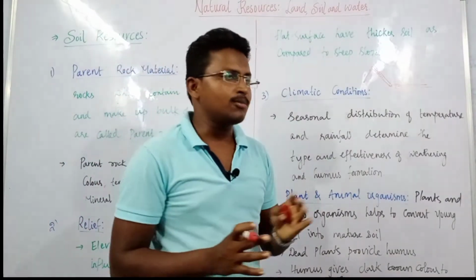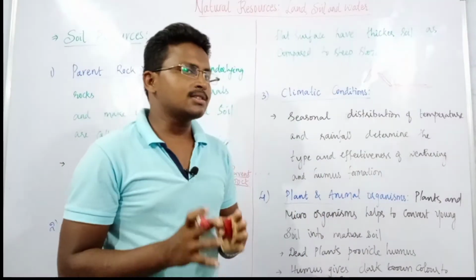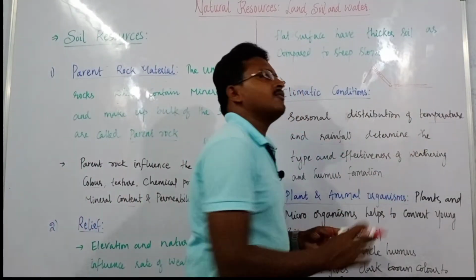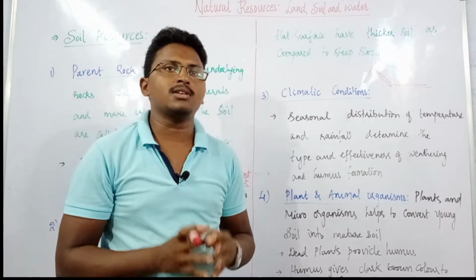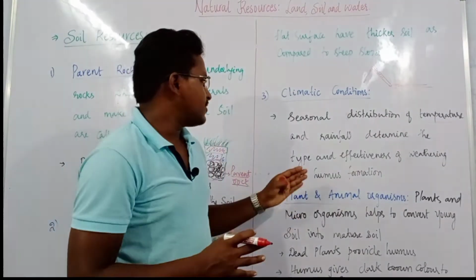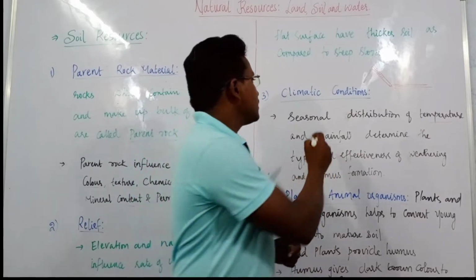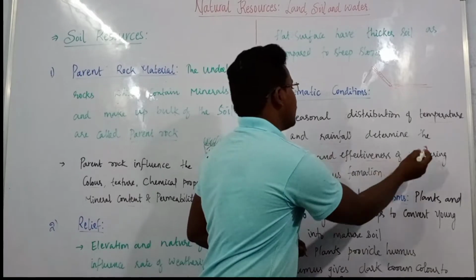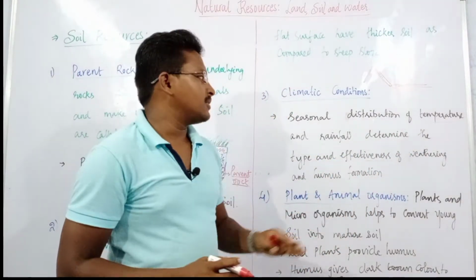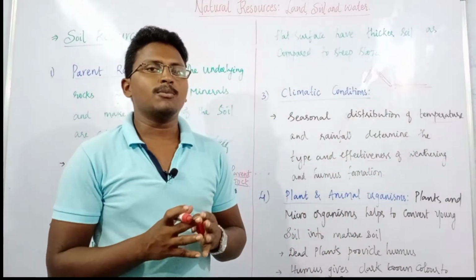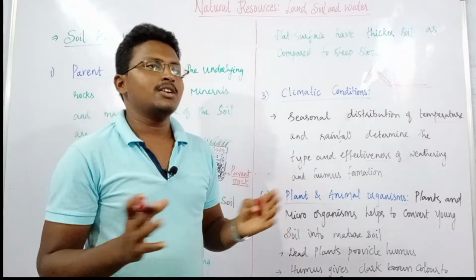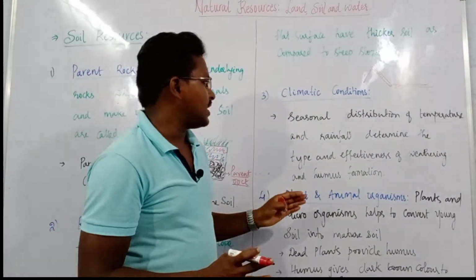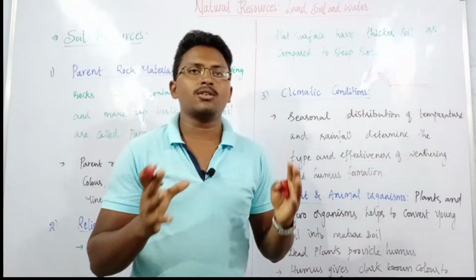Then the third one is climatic conditions. These climatic conditions, especially rainfall as well as temperature, will also influence the formation of soil. The seasonal distribution of temperature and rainfall determines the type and effectiveness of weathering and humus formation. Weathering means the breaking down of rocks by different factors. Temperature may affect the breaking down of rocks, as well as rainfall may also affect the breaking down of these rocks.